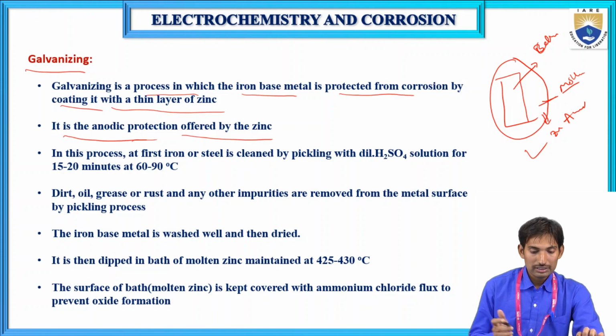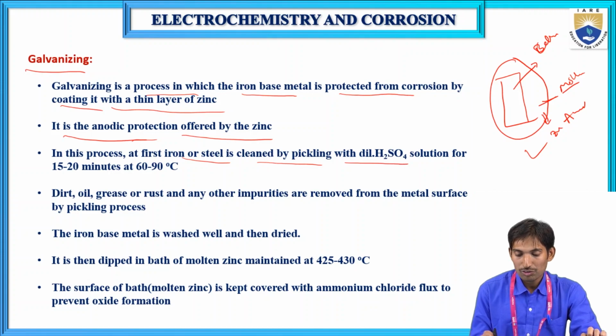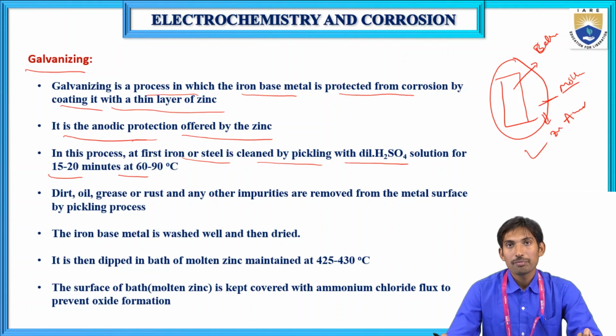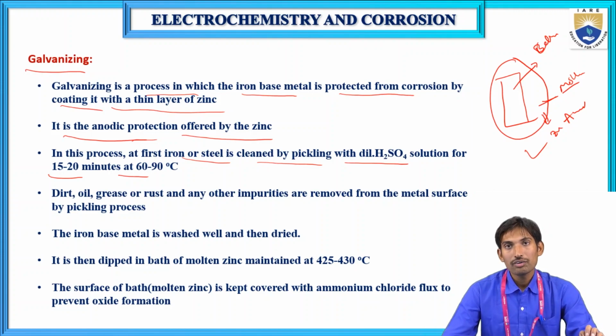See what we will do in galvanizing. In this process, first the iron or steel is cleaned by pickling with dilute H2SO4 solution for 15 to 20 minutes at 60 to 90 degrees centigrade. In the first step, we have to clean our base metal using dilute H2SO4 for 15 to 20 minutes at 60 to 90 degrees centigrade. That is called pickling.